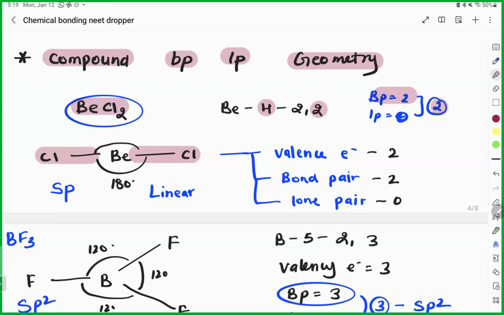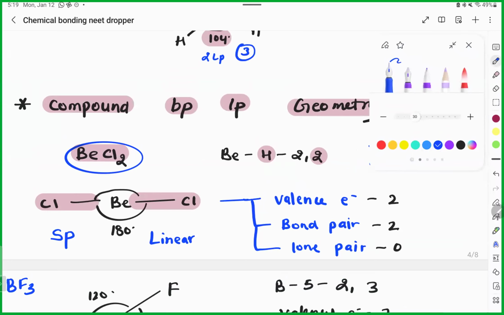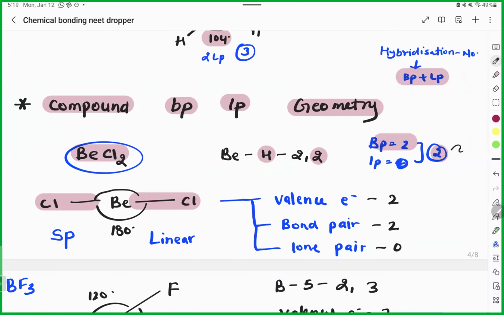What is this total number? Your hybridization number. In this topic, we will check our hybridization number. And how to calculate the hybridization number? Number of bond pairs plus lone pairs. What does it mean? Example, here the number of bond pairs and lone pairs is 2. So 1 is S, 1 is P. What is the total number? 2. Tell me guys, understood everything?